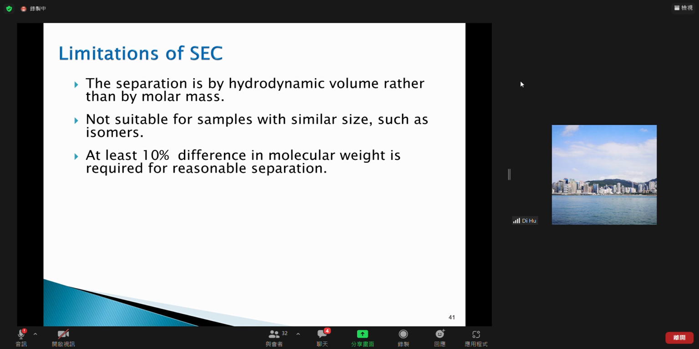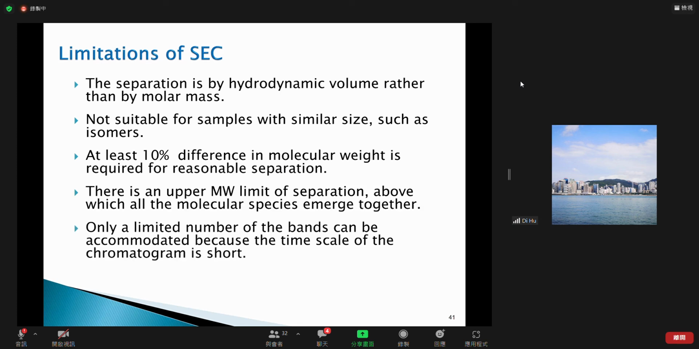If we refer to molecular weight, at least a 10% difference in molecular weight is required for reasonable separation. There's also an upper molecular weight limitation for separation, which depends on the pore size of the stationary phase. If you have molecules larger than that, they cannot be separated; they all come out at V0, right? Only a limited number of bands can be accommodated because Vi is limited, so the time scale for the elution profile is short, with some broadening. Okay, that's the end of this part.